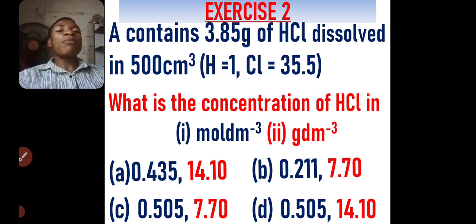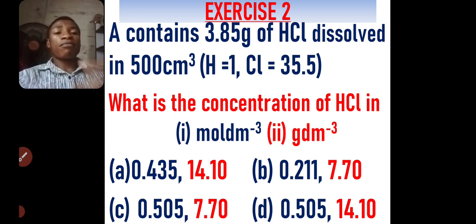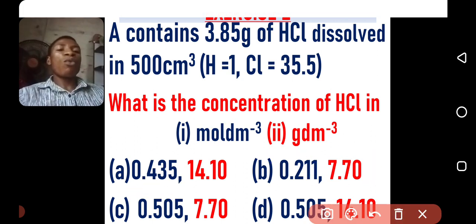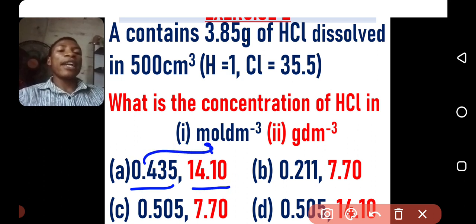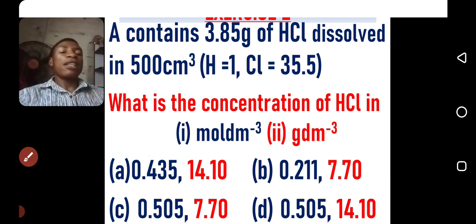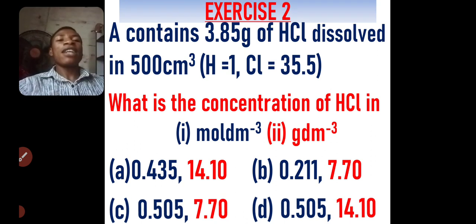Will your answer be 0.345 and 14.10? The answer that I've written there, the one in blue, represents what should be your answer in mole per dm cube. The one in red shows what should be your answer in grams per dm cube. So which of these options is correct? Is it option A, option B, option C, option D? So do that and let me see how far you can go about it.